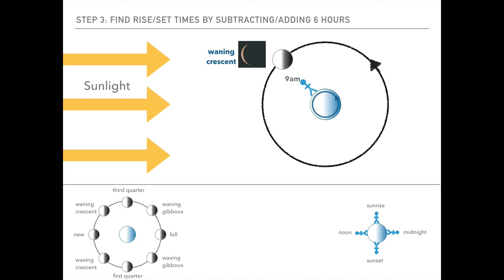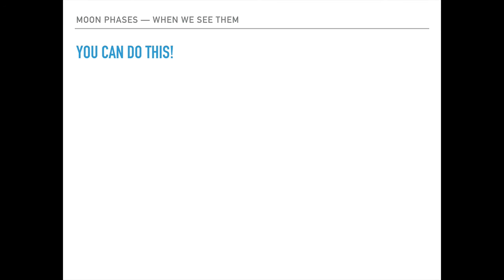Finally, because the moon is highest at 9 a.m., it must have risen about 6 hours earlier, or around 3 a.m., and it will set about 6 hours after its highest point, or around 3 p.m. You should now be able to figure out the rise, highest point, and set times for any moon phase.